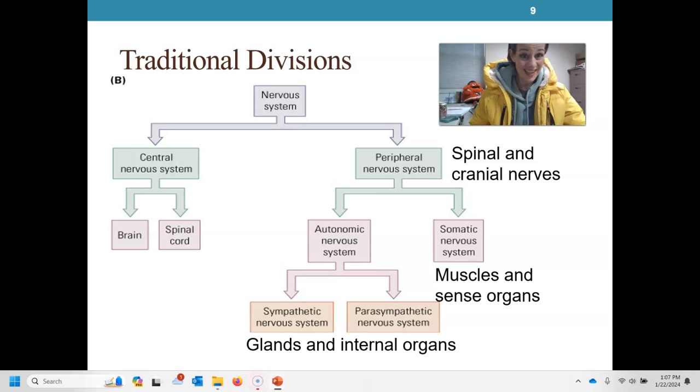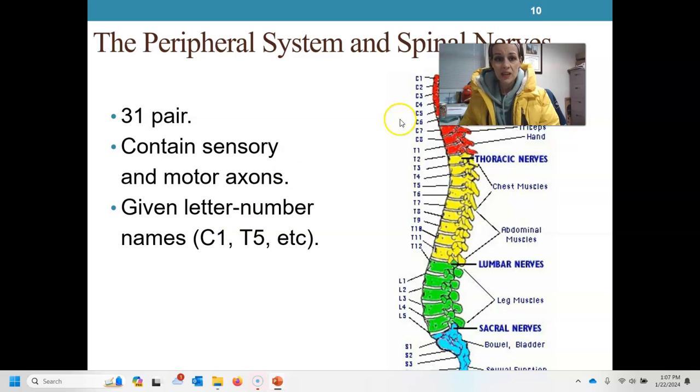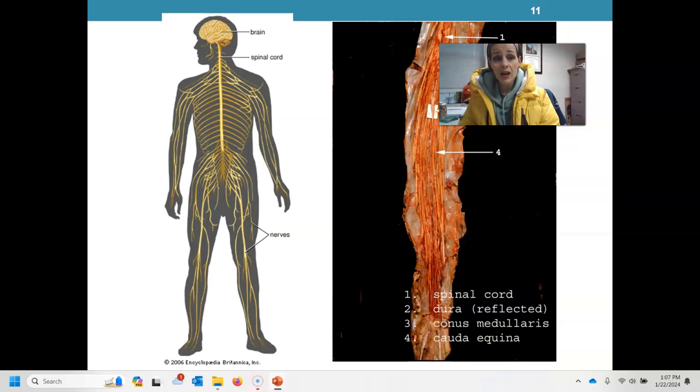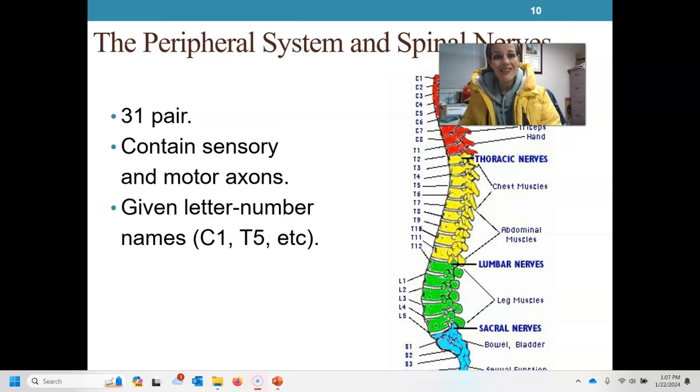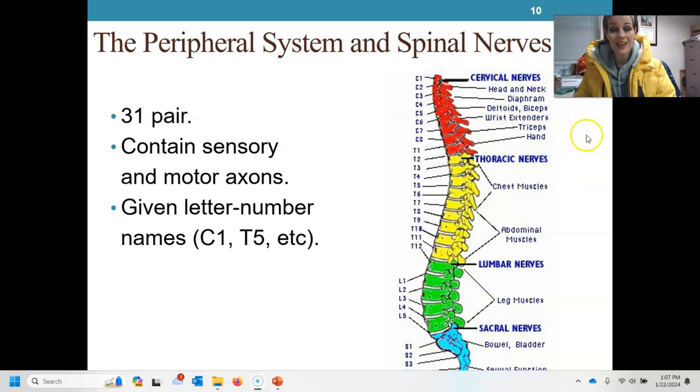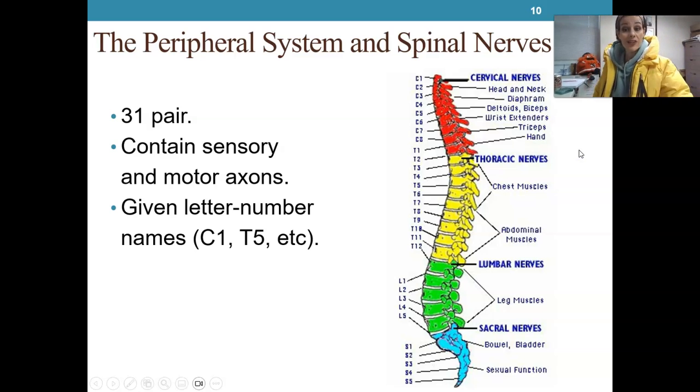So let's go ahead and talk about those a little bit now. So first of all, I want to talk a little bit about our peripheral nervous system and our spinal nerves. And here you can actually see them. We have 31 different pairs. So we have one on the right side and one on the left side of the spinal cord.